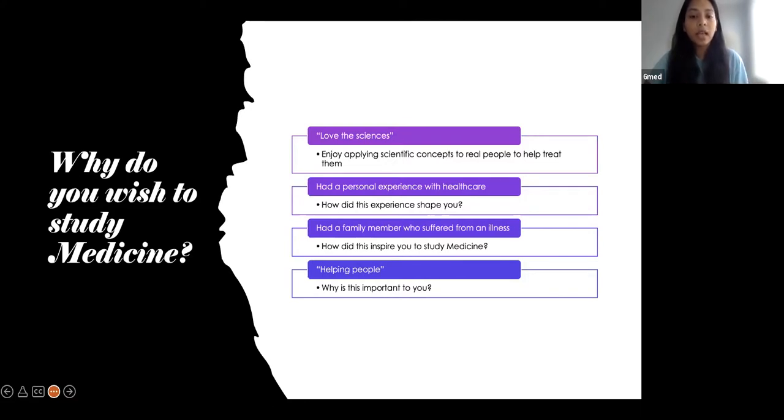Because a follow-up question that the admissions team might be thinking about is, well, nursing or other healthcare roles other than medicine and becoming a doctor are also involved with helping people. So why do you want to study medicine and become a doctor specifically is what they'll be thinking. So you need to be very, very specific with your answers.